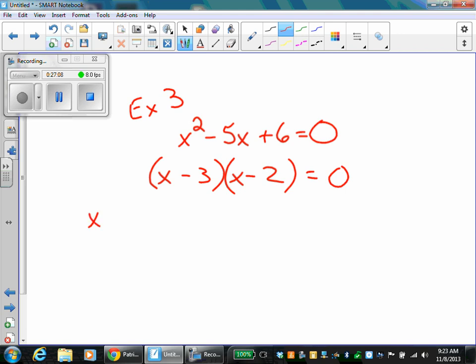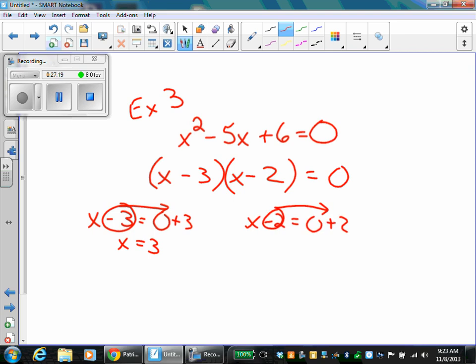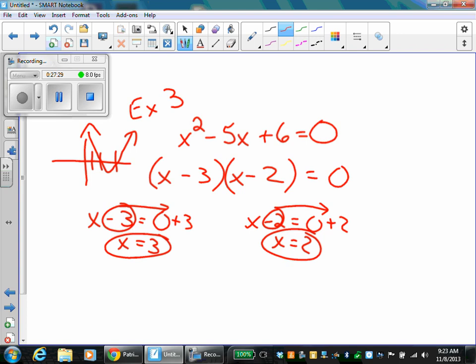But what you would do from here is you would set them equal to 0. When you move this over, x would be 3. And when you set this equal to 0, when you move this over, x would be 2. So again, if you looked at it in your calculator, it would look 1, 2, 3. It would go down through 2 and back up through 3. Okay? Questions?